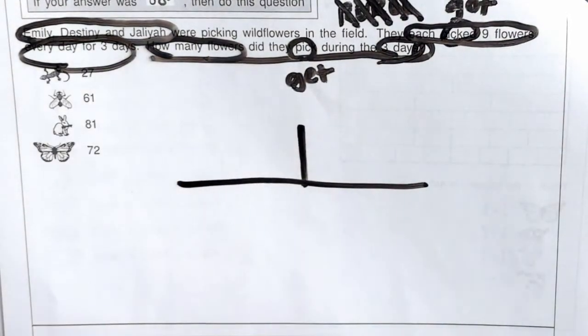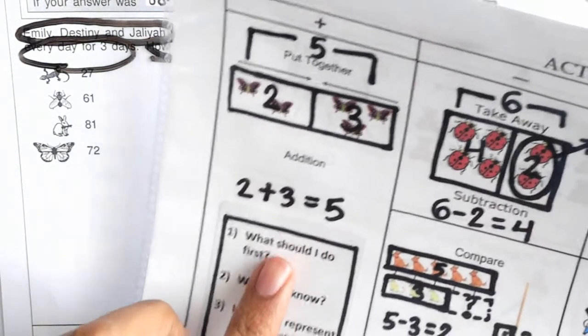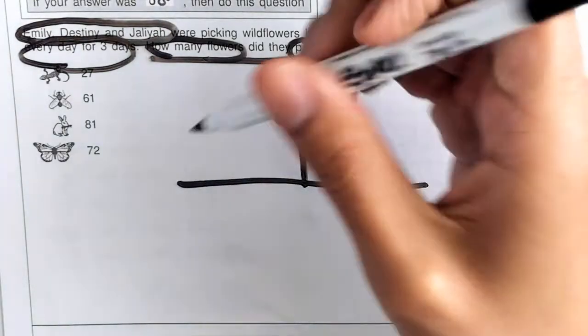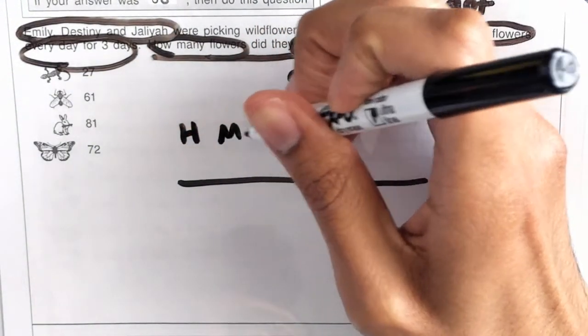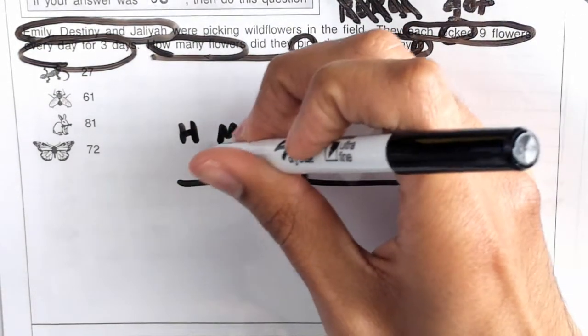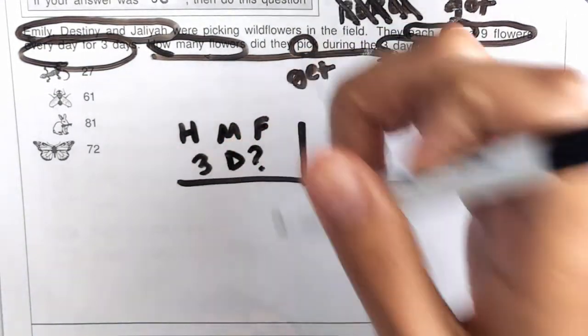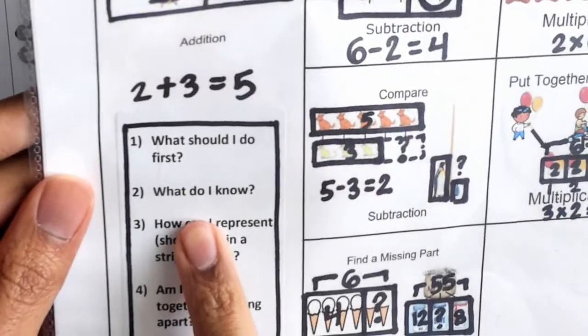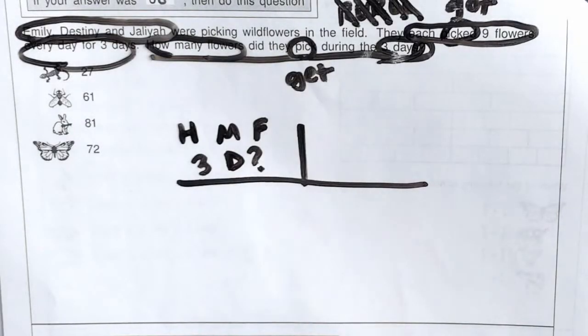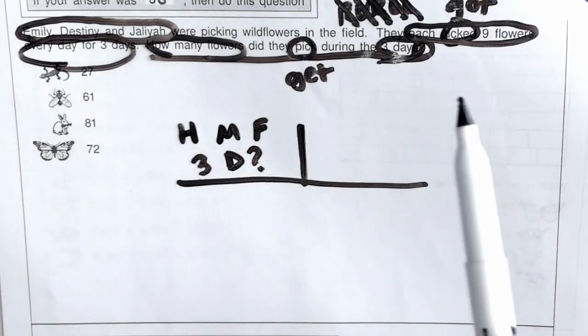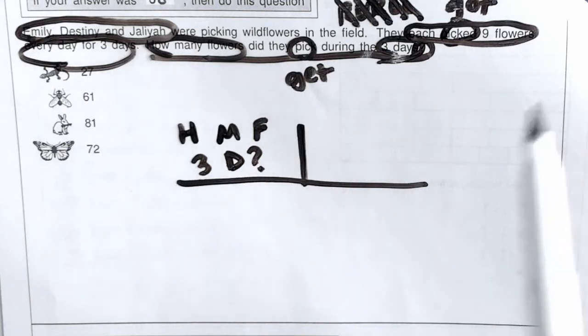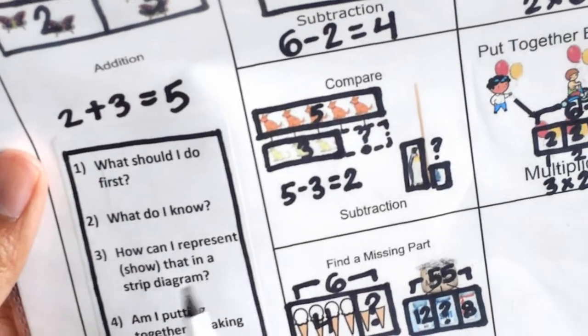Our first question is, what should I do first? The main idea. So my main idea is going to say, how many flowers did they pick for the 3 days? My next question is, what do I know? Well, I know that this is about Emily, Destiny, and Jalea. So that's talking about 3 people. I know that they were grabbing some wildflowers in the field, and that they each picked 9 flowers every day for 3 days. So how can I represent that in a strip diagram?